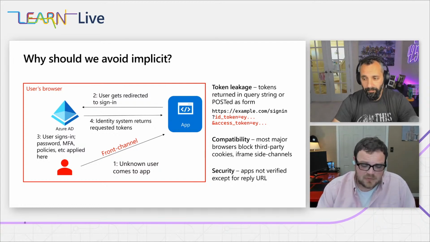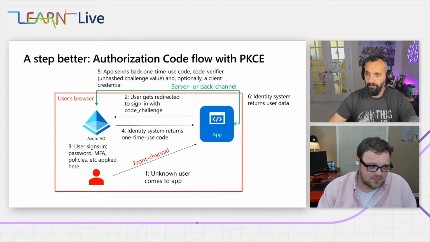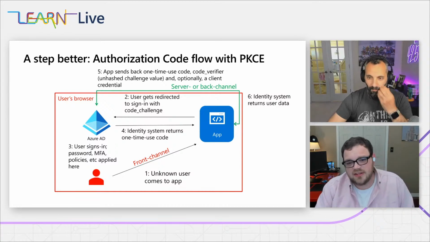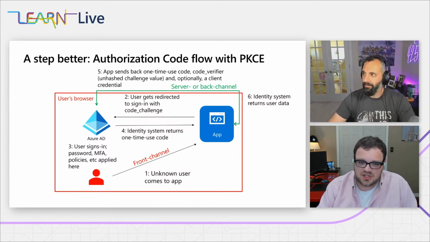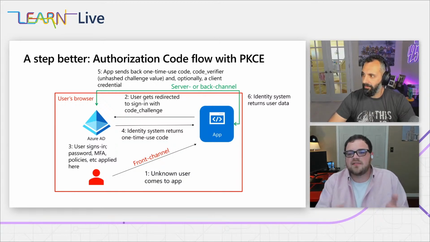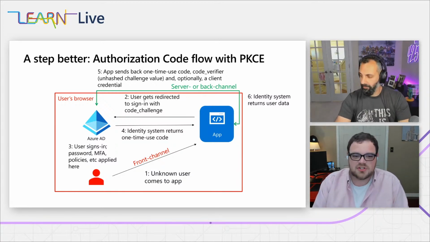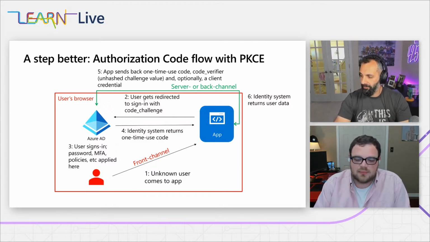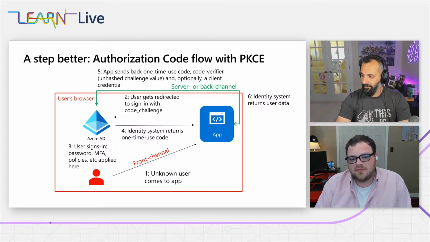So if we can't use implicit, what can we use? This is when we get into authorization code with PKCE, which is proof key for code exchange. It's kind of funny that we go in this order, because authorization code has been a server-side thing we could use for a really long time, and we've had to adapt it to work in the browser. But the big thing that we add here is step 5 up here.